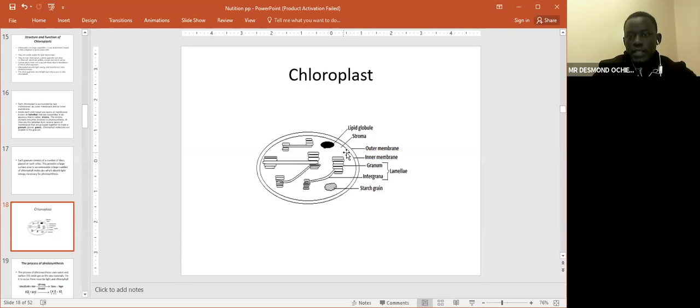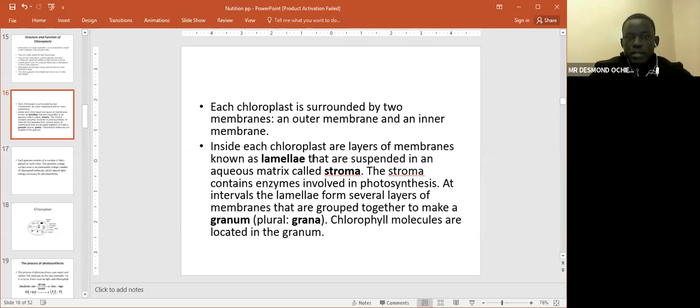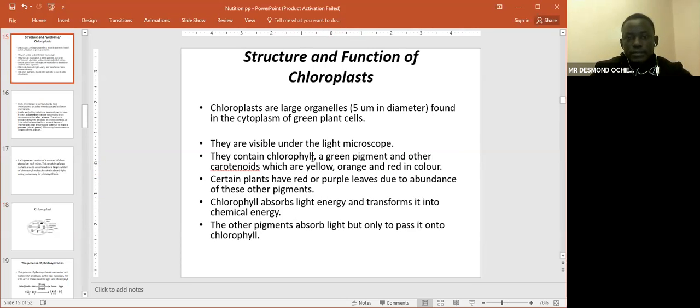So we have this outer membrane. Both the outer membrane and the inner membrane are permeable. They can allow for the movement of substances into the chloroplasts and out of the chloroplasts. That is why we are saying they are permeable. So let us try and look at the various parts of the chloroplast in detail.